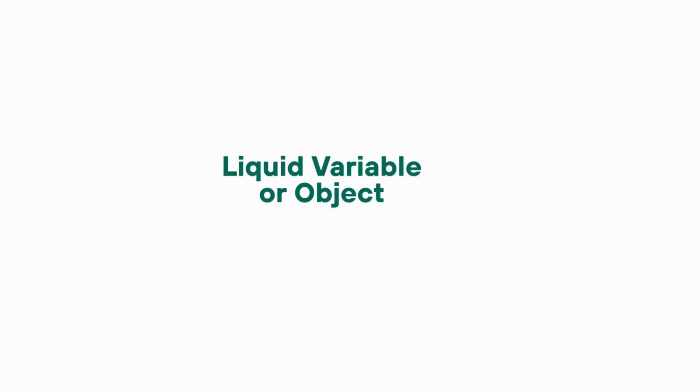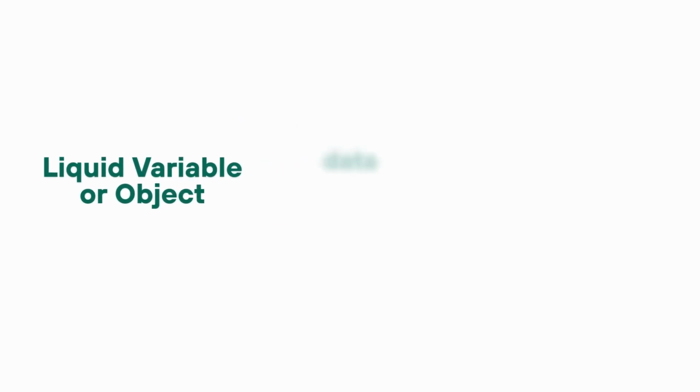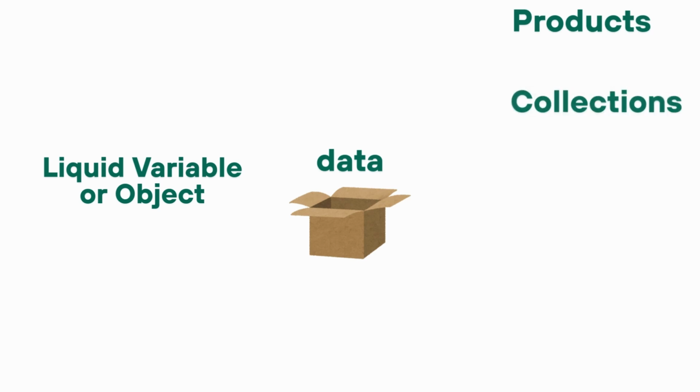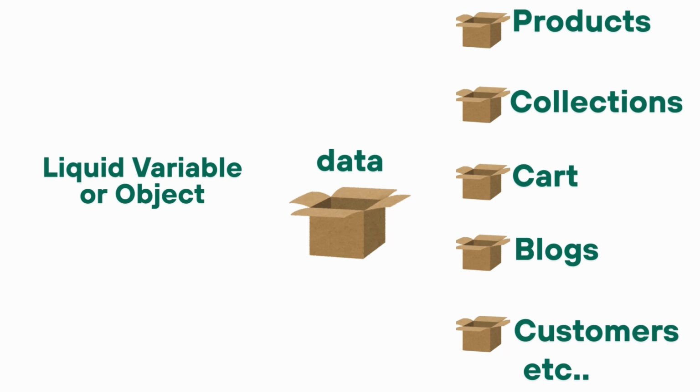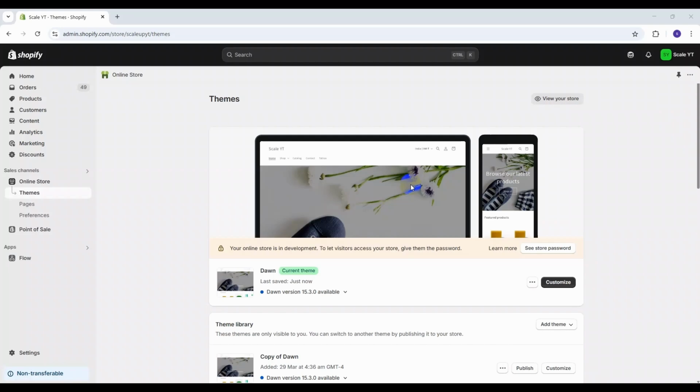What exactly is a liquid variable, or as it's more technically called, a liquid object? In Shopify, liquid objects represent variables that hold data. They could be products, collections, carts, blogs, or even customers. Think of them as containers. Some hold simple data like a product title, and some can contain more complex data, like a collection that has multiple products inside it. These objects help you build and personalize your theme with dynamic content. Without them, Shopify themes would be just static HTML.